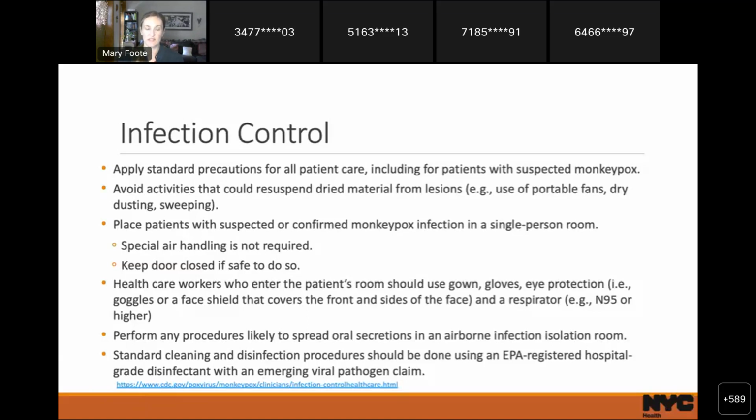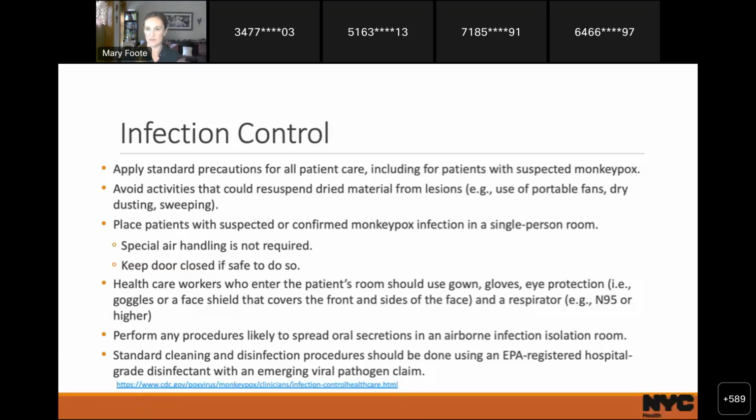It's important to note, just for patient management, a negative pressure room is not required, so no special air handling. It can just be a regular pressure room, but just make sure to keep the door closed if possible. However, healthcare workers who enter the room, in terms of PPE, the PPE is the same as we would use for COVID: gown, gloves, eye protection, and a respirator, N95 or higher.